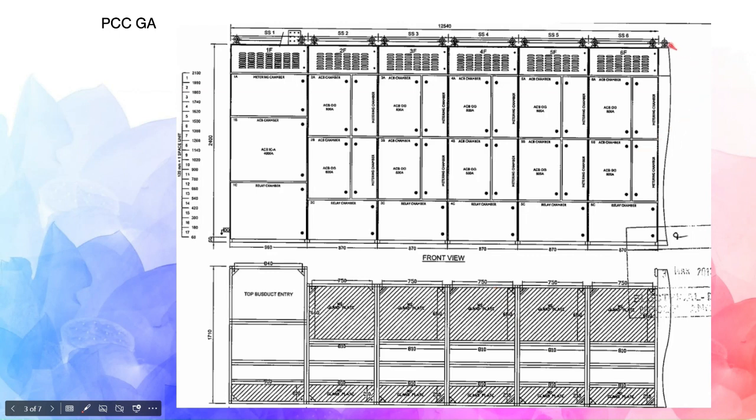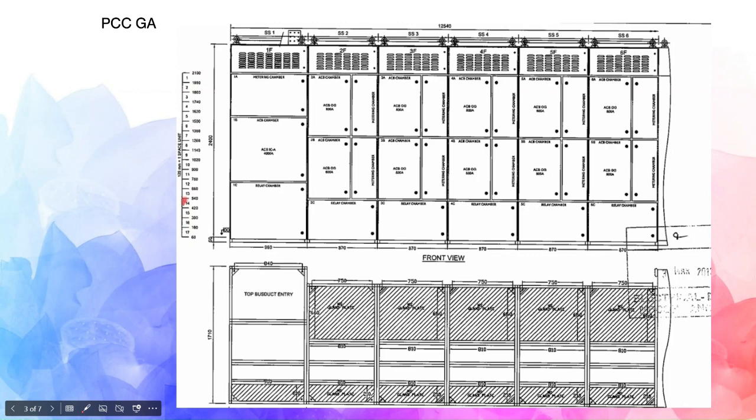Okay, one more thing is that look at this curved line here. This curved line indicates a break line. So it means this PCC drawing is not complete here. It will be continued. Also look at these sizes.